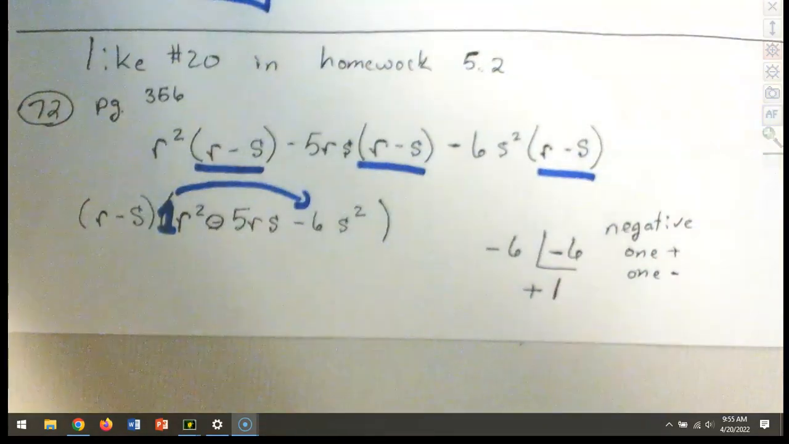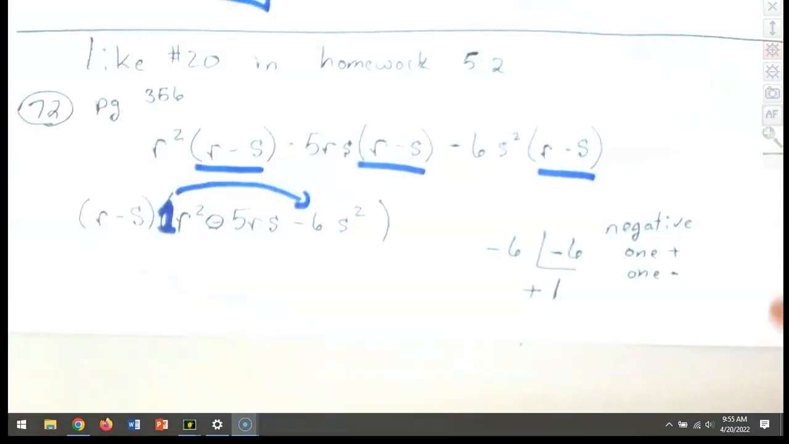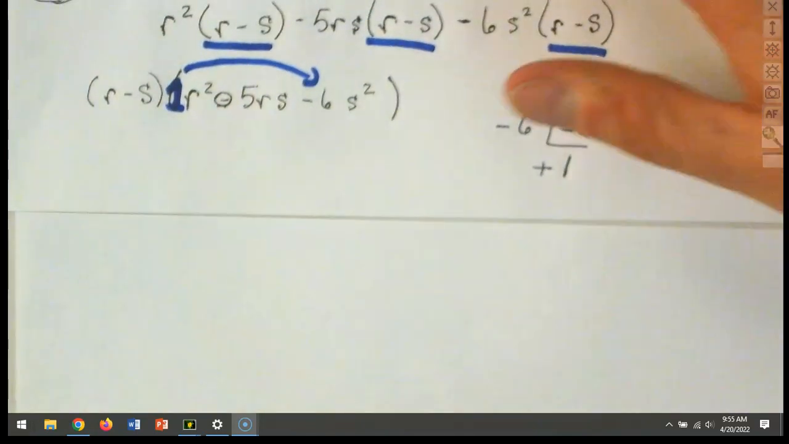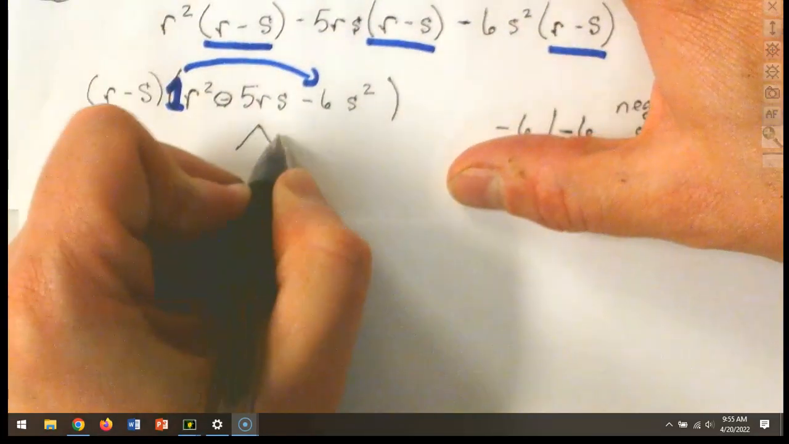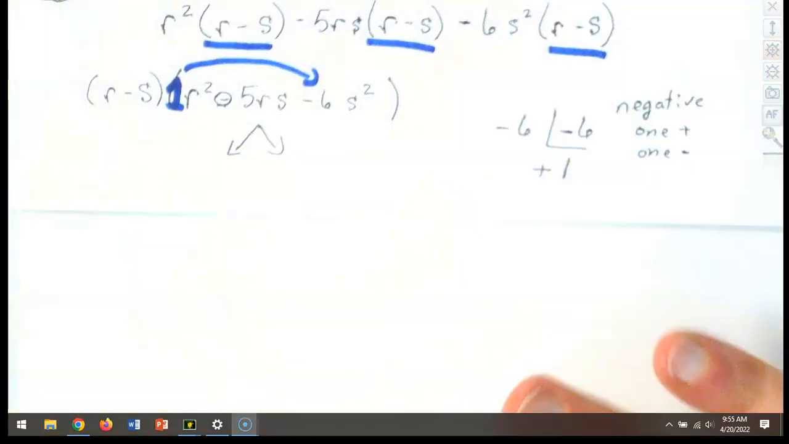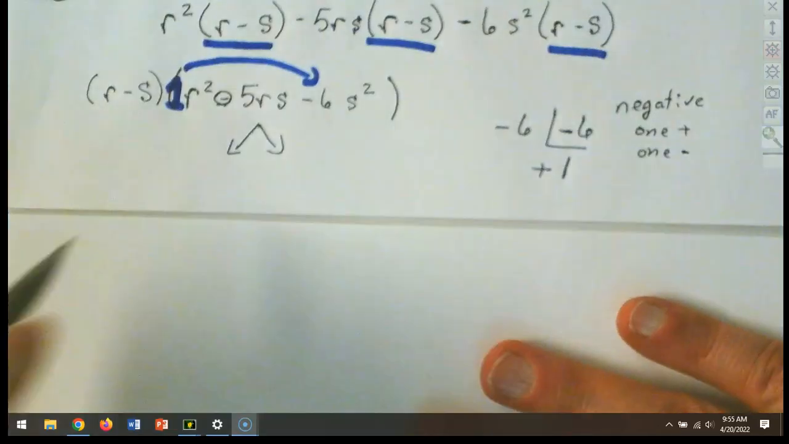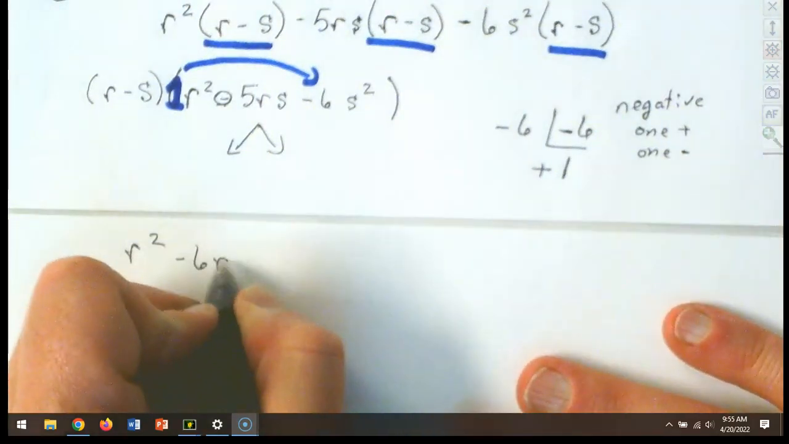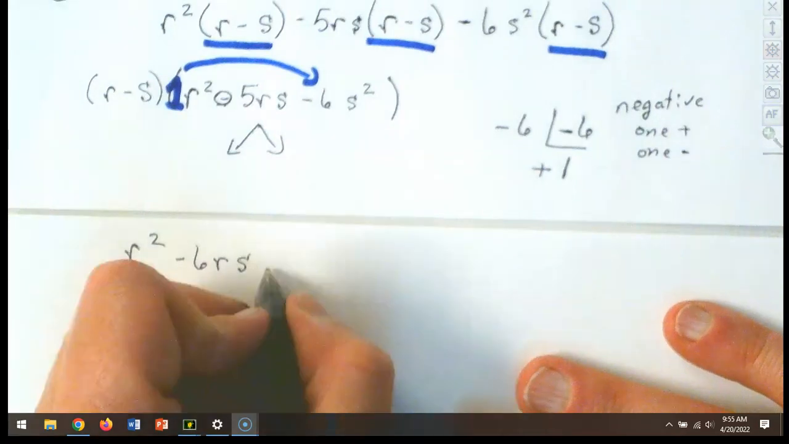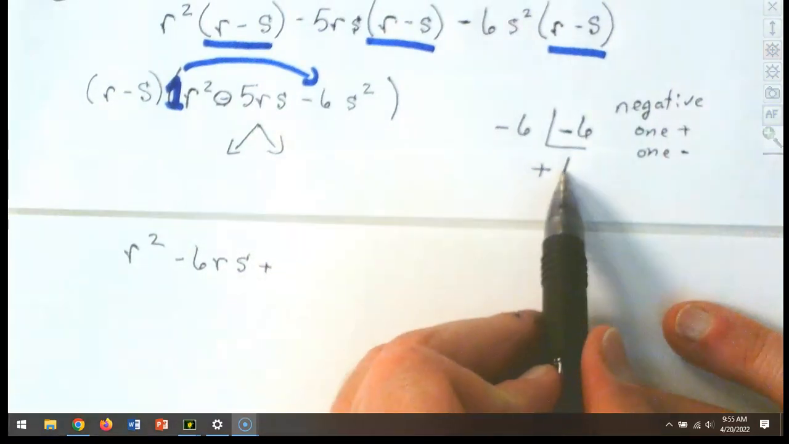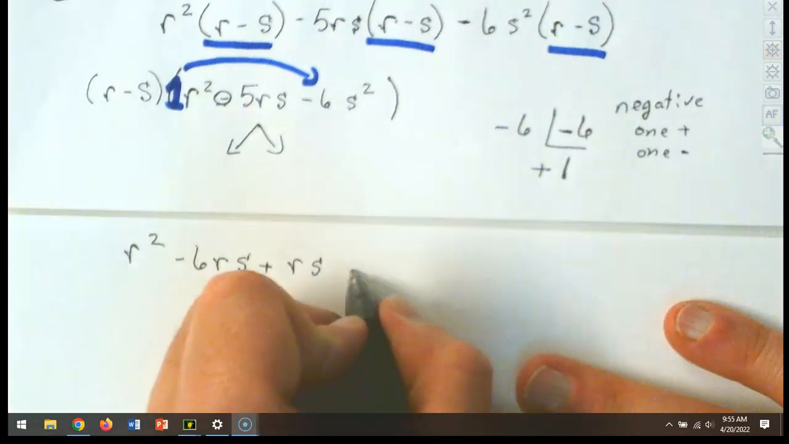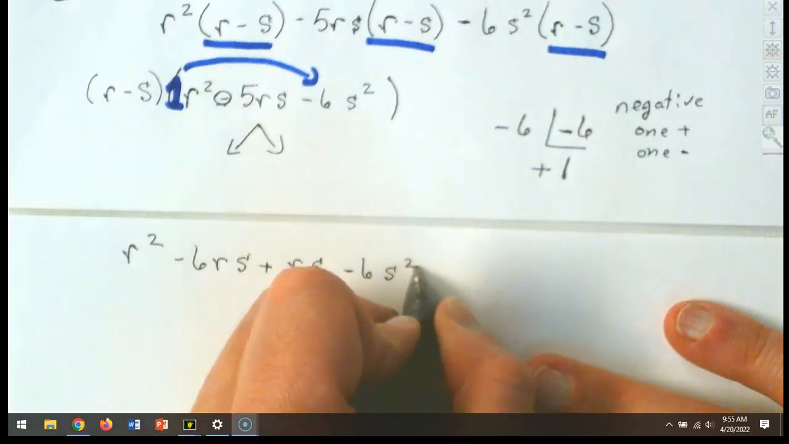Now we split the middle up, nothing new at all. This is just like all the others that we've done so far. So we're going to split that middle up again. So we're going to go ahead and split that up. And we're going to make that then r squared minus 6rs plus, and you can put the 1 there if you want to, or you can just write that as rs minus 6s squared.